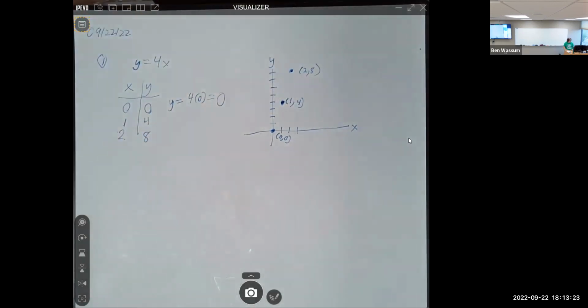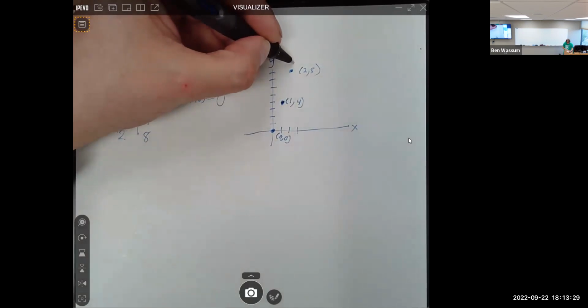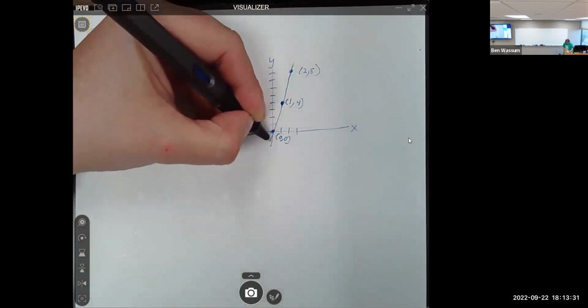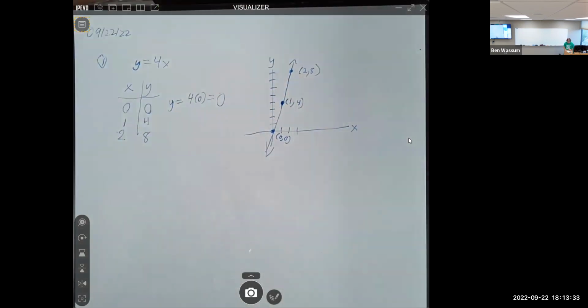You look at it and say, do those look like they're along a straight line? Yeah, they do, right? Okay, well, if they look like they're along a straight line, you just draw a line between them and we call it good. That's it.